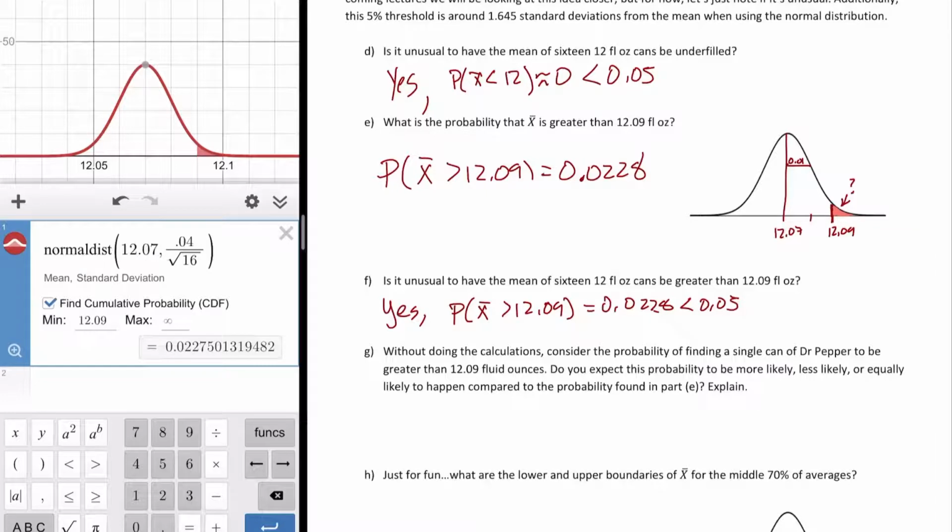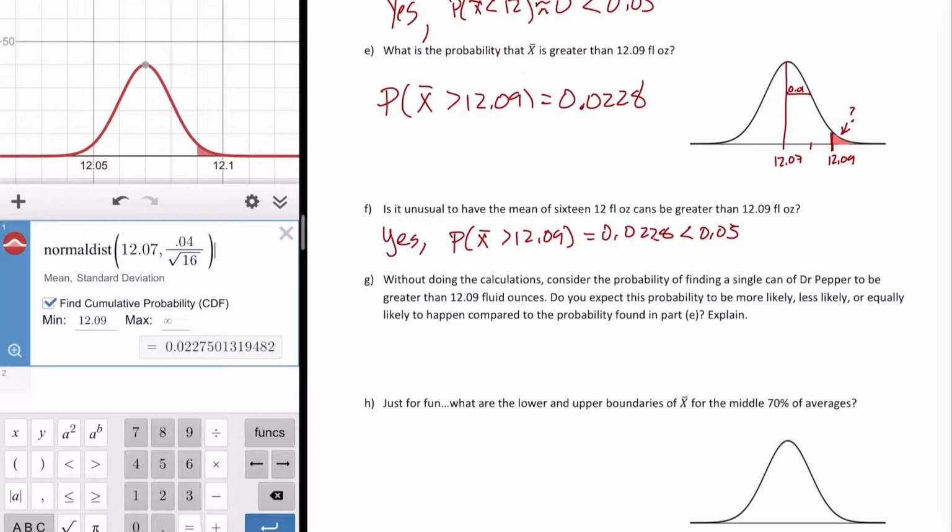When we increase our sample size, the variability decreases. So to answer the question, do you expect the probability of that single one to be more, less, or equal? We expect it to be more, in fact, and it will be.